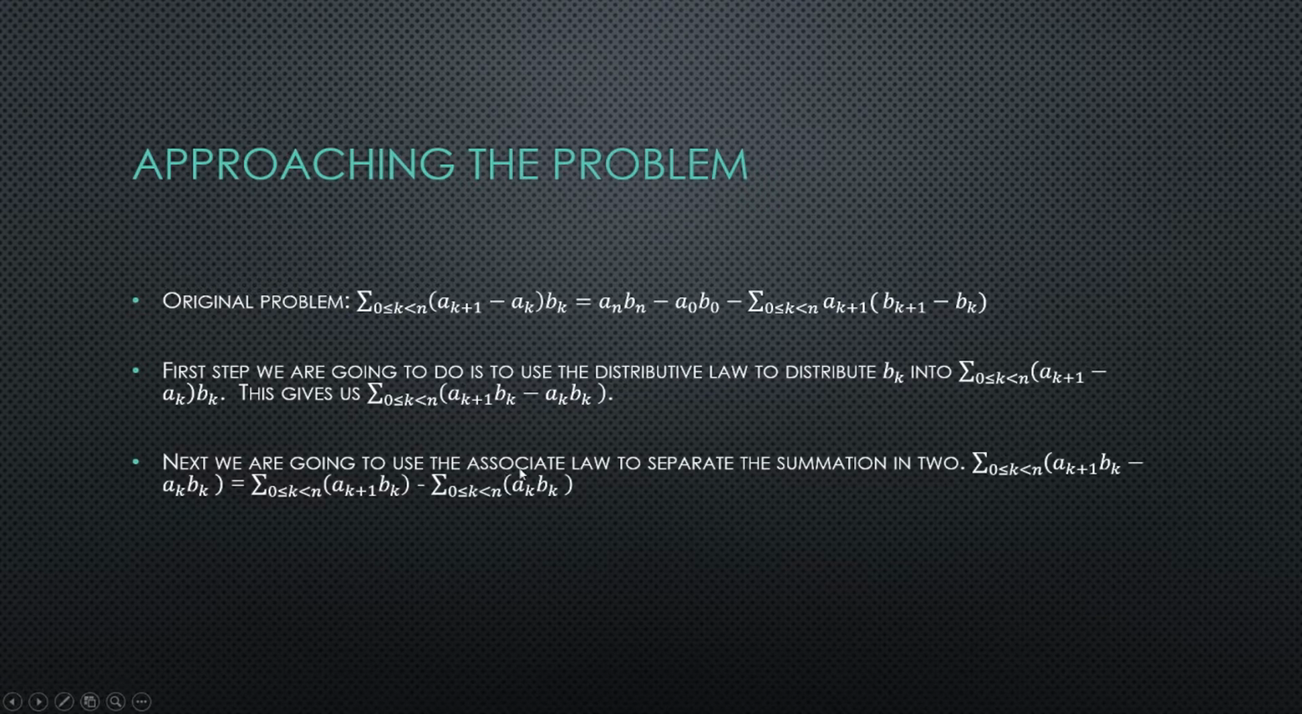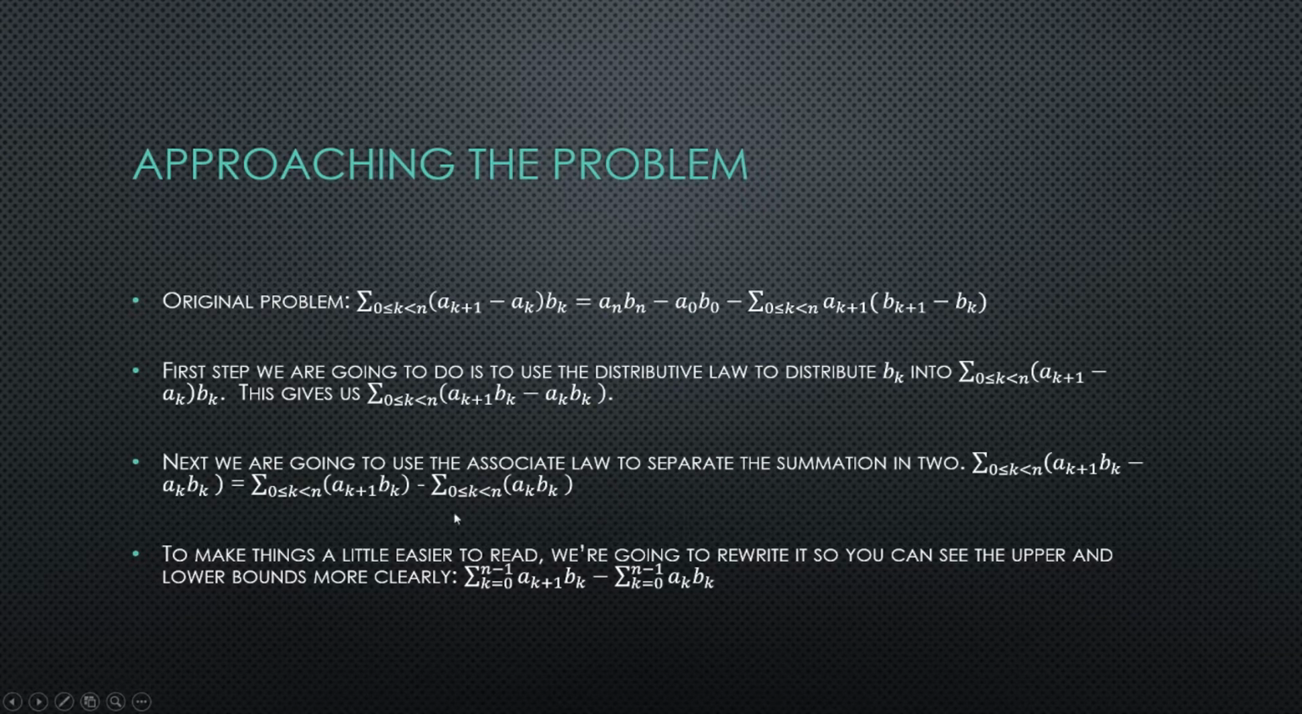The next thing we're going to do is use the associative law to split this summation into two. So we're going to have the summation of a sub k plus 1 times b sub k minus the summation of a sub k times b sub k. To make things a little easier to read and to work with and manipulate later, we're going to change this lower bound of 0 less than or equal to k less than n to the lower bound of k equals 0 and the upper bound of n minus 1.